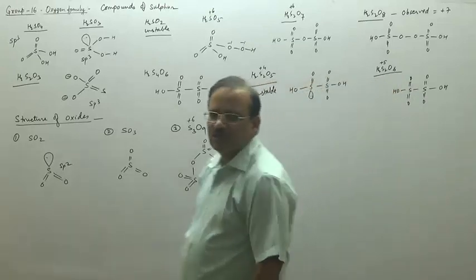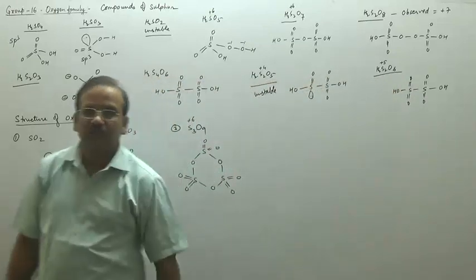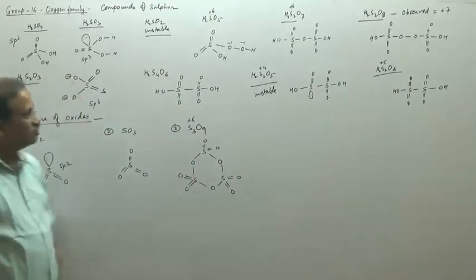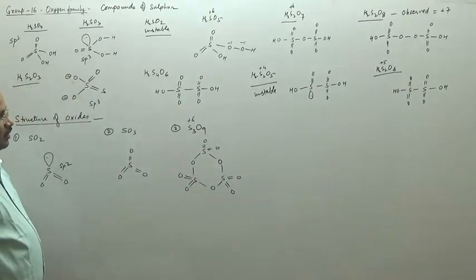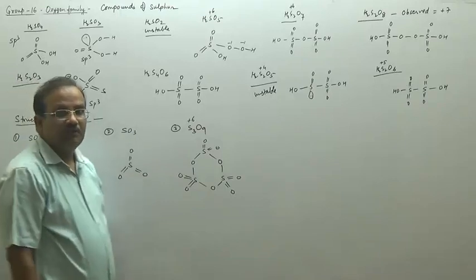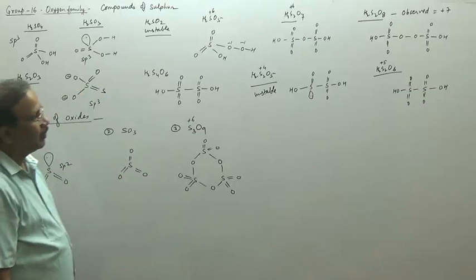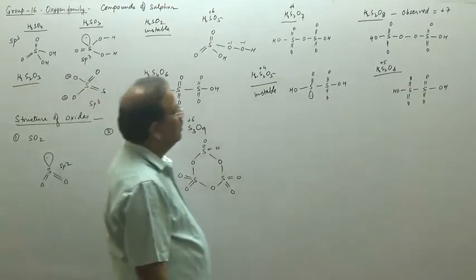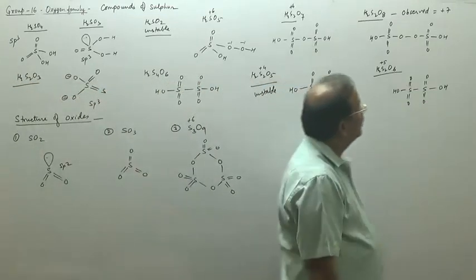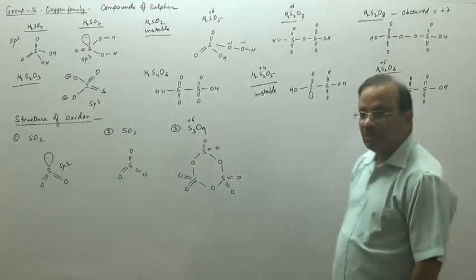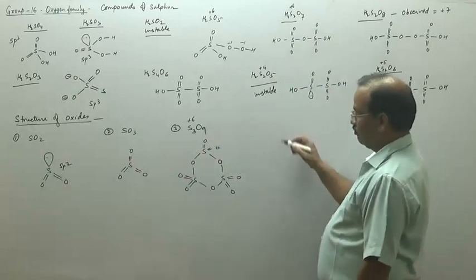So from this you are able to write what will be the structure of the oxides of sulfur. So that is the oxides of sulfur, and the other structures are. So that is about, we can say that the structure is. So these are the other structures.